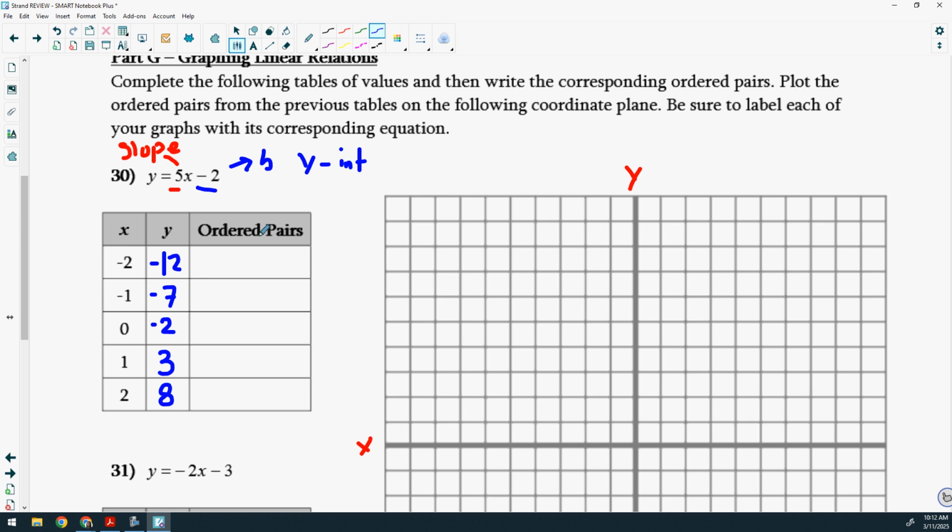Now we're going to record our ordered pairs. So our ordered pairs are in reference to x and y. So our ordered pairs are always going to be x, comma, y. So our first set of ordered pairs are going to be negative 2, negative 12, negative 1, negative 7, 0, and negative 2, 1, and 3, and then we have 2 and 8.